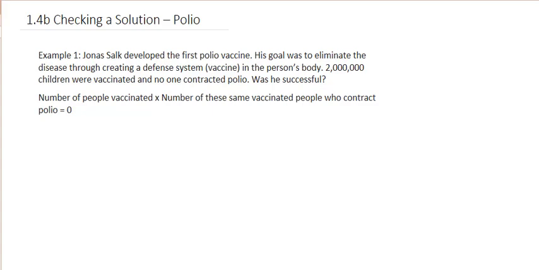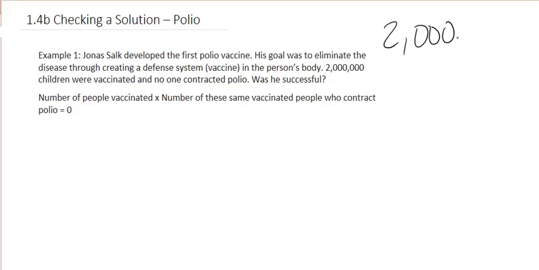Checking a solution, polio. Jonas Salk developed the first polio vaccine. His goal was to eliminate the disease through creating a defense system, a vaccine, in a person's body. 2 million children were vaccinated and no one contracted polio. Was he successful?